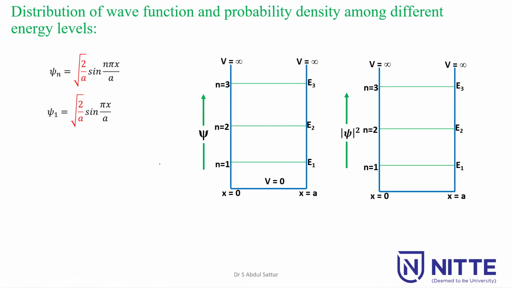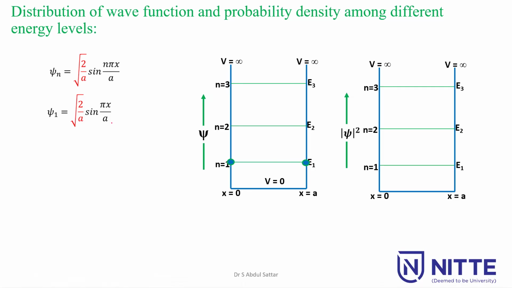So put x equal to 0. Then this becomes sine 0, so sine 0 equal to 0. So here we will have the one point. And x equal to a. Put x equal to a here. The a will cancel. Then sine pi, sine pi is 0. Again it is here.